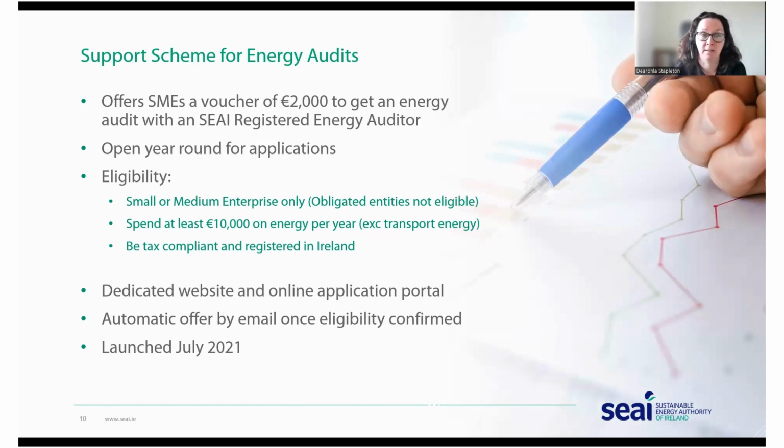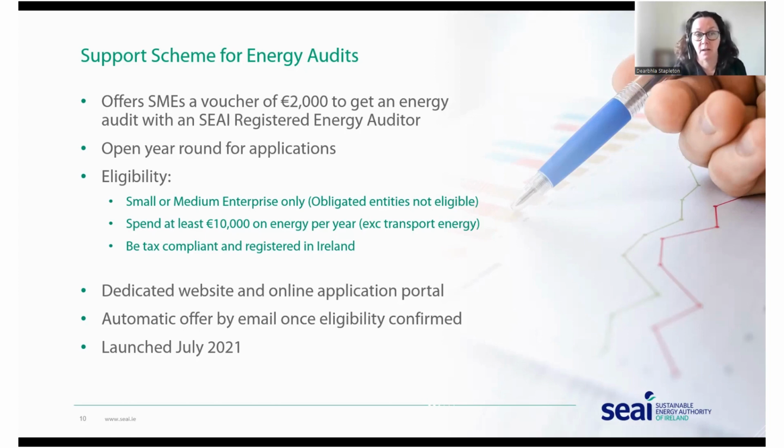SMEs must spend at least €10,000 on energy per year, excluding transport energy. So basically your heating and electricity. And the reason for that is to get good value out of a €2,000 energy audit. If a business is spending €2,000 or €3,000 on energy per annum, we wouldn't generally recommend that they engage an auditor for such a high quality energy audit. We do have other supports, including energy management training for those types of businesses. And also the business needs to be tax compliant and registered in Ireland.